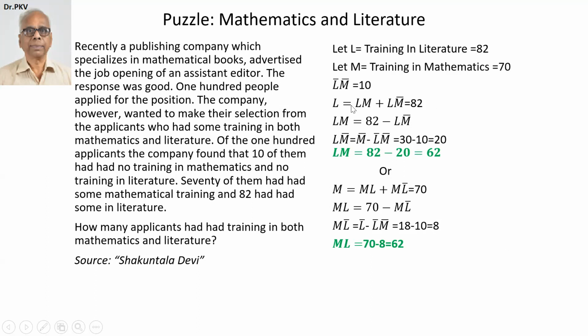In either way, you will get 62, but it is enough if you start with one equation, one attribute, and then use the association and Boolean rules. Remember, presence plus absence is equal to 1. Only one of them will happen, the Boolean rule and the association principles. We get the answer so nicely.